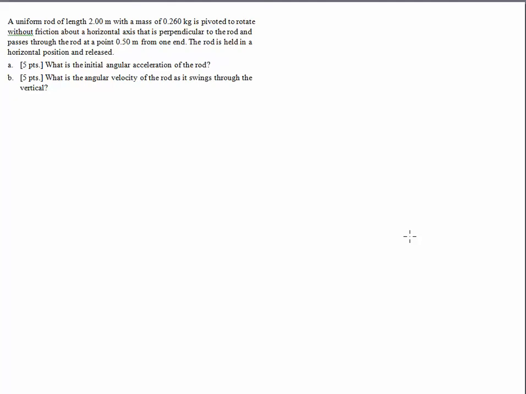We're asked to find A, what is the initial angular acceleration of the rod just after it's released, and B, what is the angular velocity of the rod as it swings through the vertical.